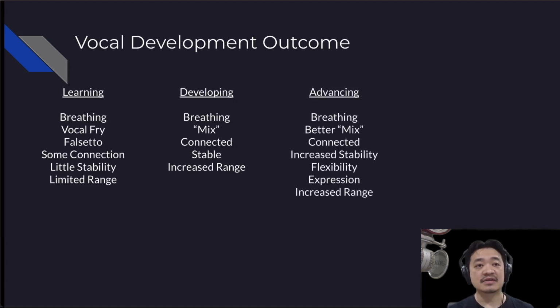Now, the advancing part, and this is typically where a lot of singers, when they've been singing for a couple of years or many years, they develop, obviously, good breathing habits, a better mix. They sound connected. There is some increased stability and flexibility in addition to expression and range. Now, the range is not as important as the others, right? Being connected, having a good mix, and the stability, flexibility, and expression are all these musical things that we want as a singer.